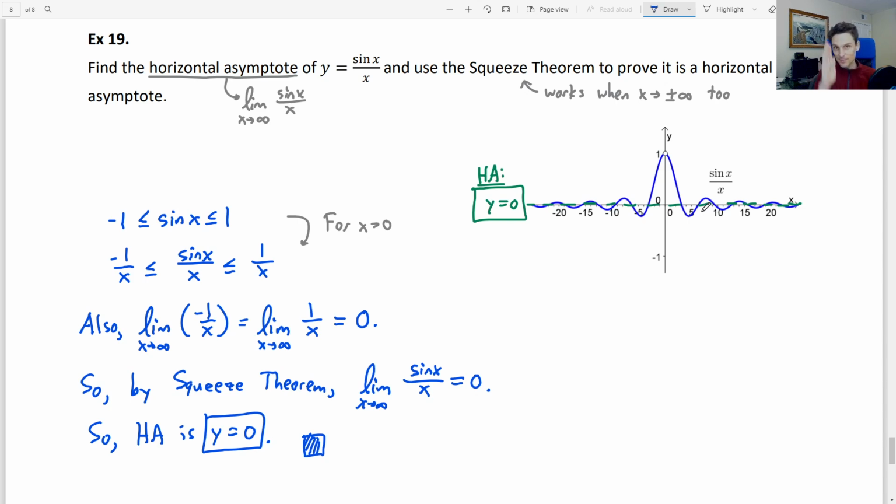It's vertical asymptotes that can't be crossed by functions. Because then it wouldn't pass the vertical line test. It wouldn't be a function anymore. Horizontal asymptotes, though, you can cross those as many times as you want, even an infinite number of times.